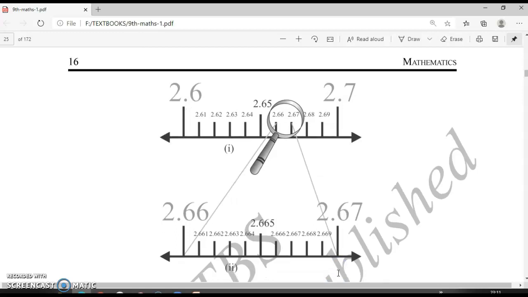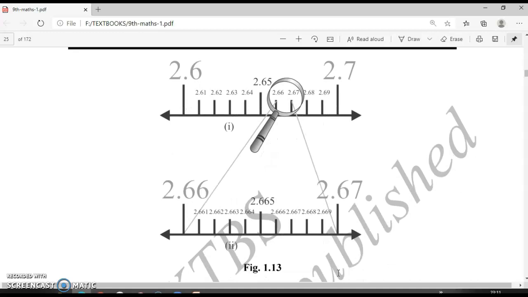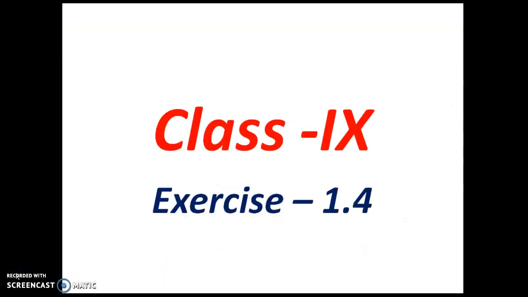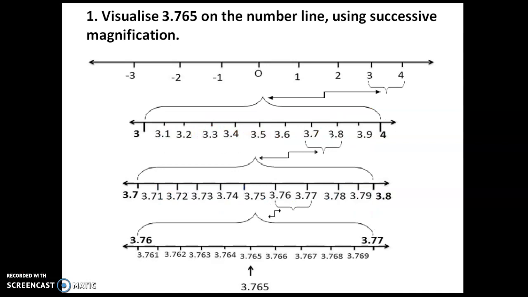So this is how we have to visualize the real number on a number line. Okay, with this knowledge we will move to the exercise. Moving to exercise 1.4, the first problem is: visualize 3.765 on the number line using successive magnification. This is called successive magnification. How we located it one by one in that example problem, that is called successive magnification. Now look at the first line, don't see anything else, just the first line.